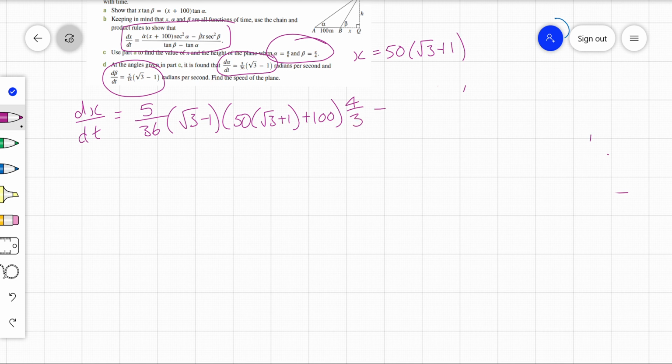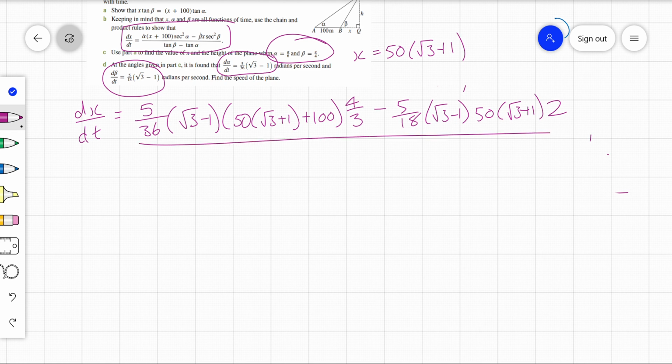Minus b dot, which is 5 on 18, root 3 minus 1, times x, which is 50 root 3 plus 1, times sec squared beta, so cos of pi on 4, cos 45 is 1 on root 2, tip that upside down, we've got root 2 on 1, square that, you've got 2. And all that is on tan of 45, which is 1, minus tan of 30, which is 1 on root 3.